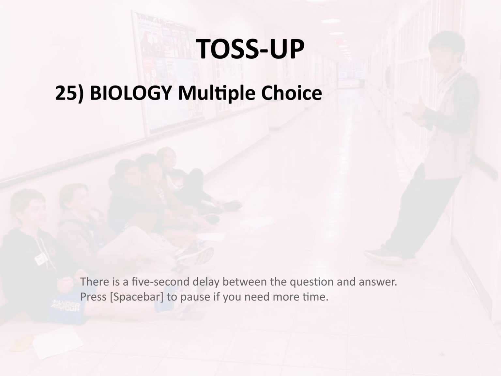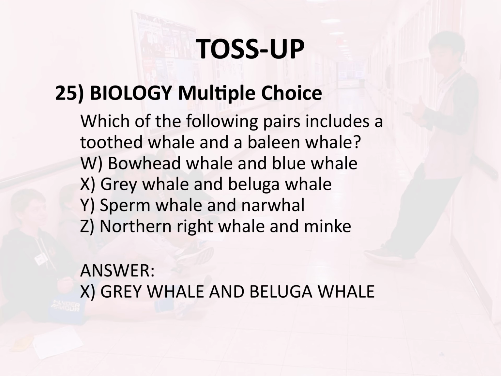Toss-up 25. Biology. Multiple choice. Which of the following pairs includes a toothed whale and a baleen whale? W. Bowhead whale and blue whale, X. Gray whale and beluga whale, Y. Sperm whale and narwhal, Z. Northern right whale and minke. Answer, X. Gray whale and beluga whale.